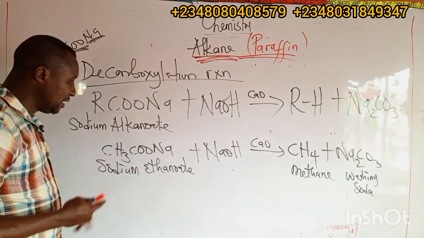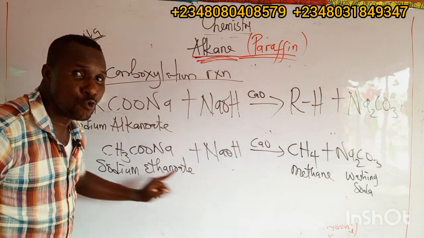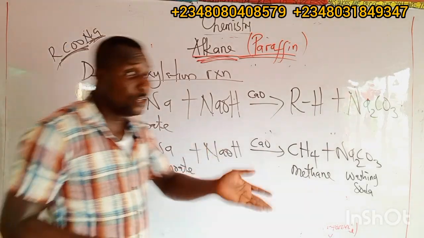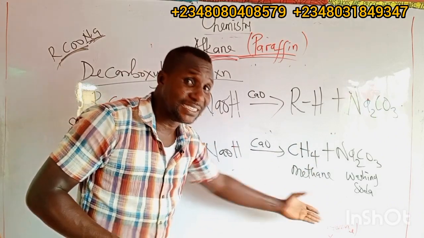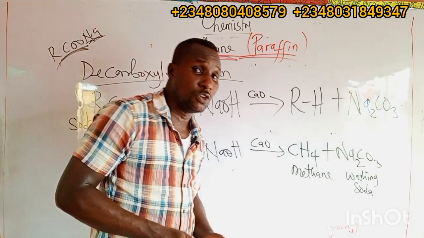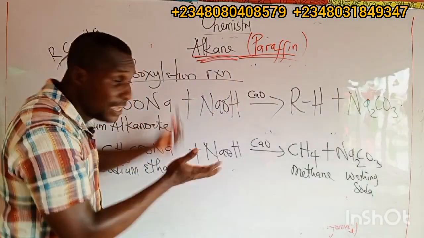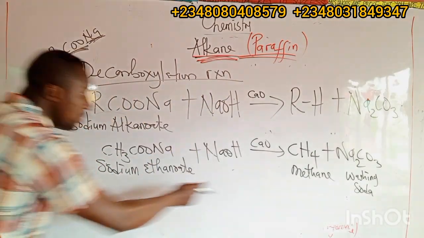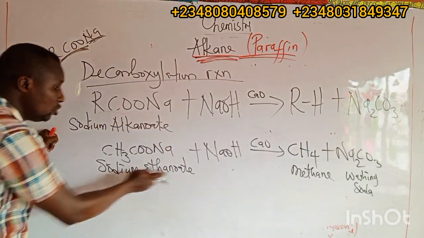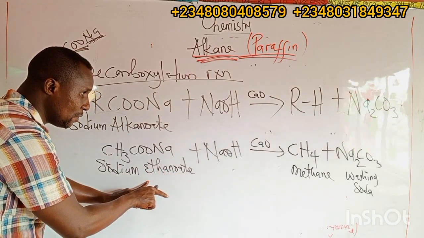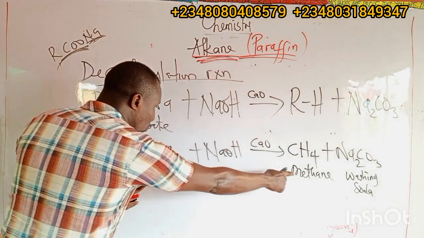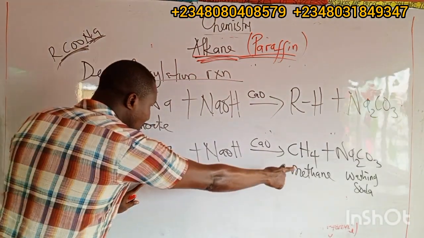How do I prepare methane? I use sodium ethanoate. Homologous series have the same method of preparation. If you want to prepare ethane, we use the same process. I prepare methane from sodium ethanoate.